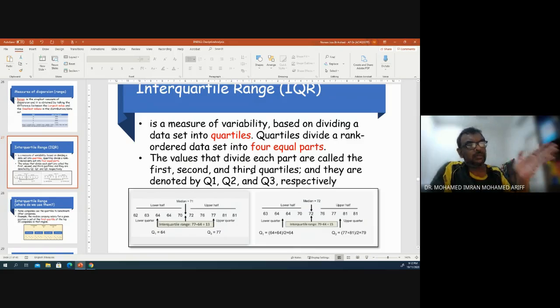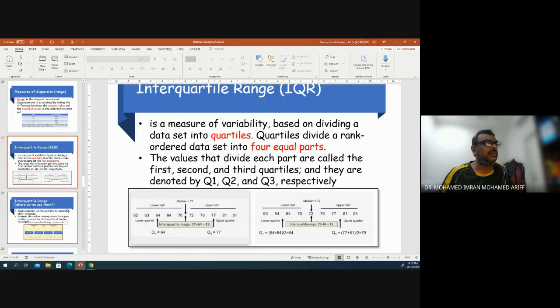Quartile means you buat dalam pembahagian 4 lah. Maksudnya first quarter, second quarter, third quarter, fourth quarter. Dalam satu quarter tu you get the same number of people. So the values that divide each part are called first, second, and third quartiles, and they are denoted as Q1, Q2, Q3. Okay, now still tak faham? Betul, saya pun dulu tak faham kenapa kita nak buat quartile ni.